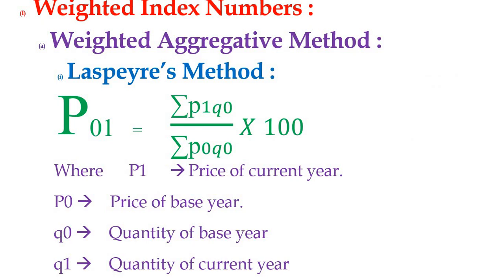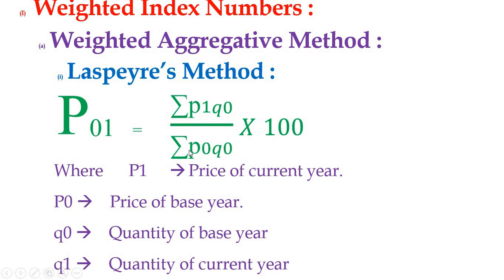Now we'll study weighted index numbers. I already explained there are 5 methods we are going to study under weighted index numbers. What are the 5 methods? Laspeyres method, Paasche method, Dorbish-Bowley method, Marshall-Edgeworth method, and Fisher ideal index method. In this, the first one is the Laspeyres method. For the Laspeyres method, you need to remember the short form.